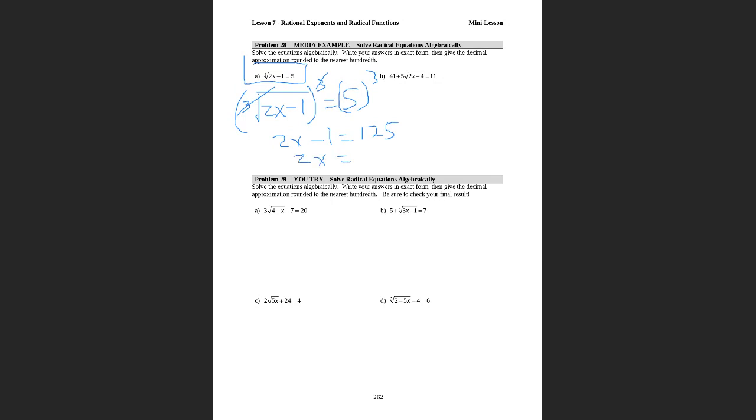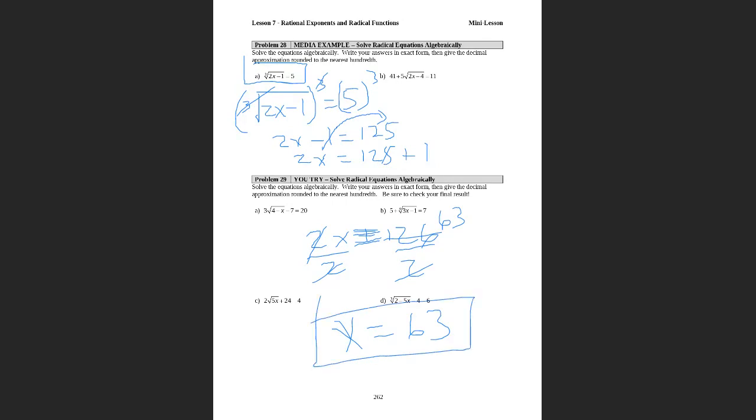So 2x equals 125 plus 1. Why? Because this moves across, it crosses the equal sign. So it changes to a plus. So 125 plus 1, I have 2x equals 126. I divide by 2, I divide by 2. This gives me 63. So x equals 63. Again, these are not difficult, okay? It's all about the practicing.